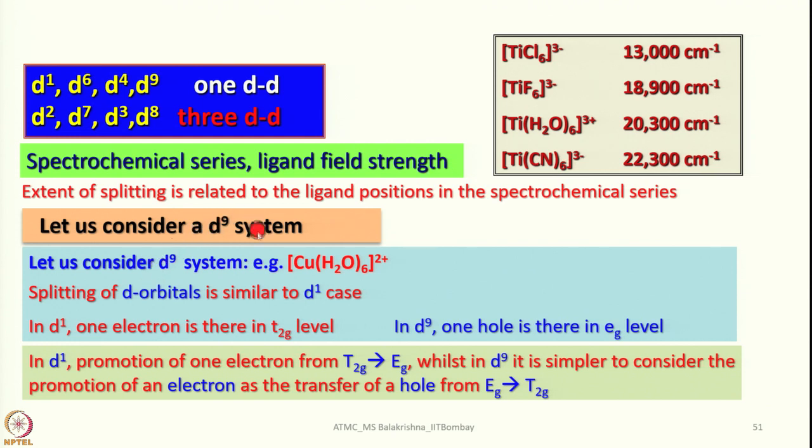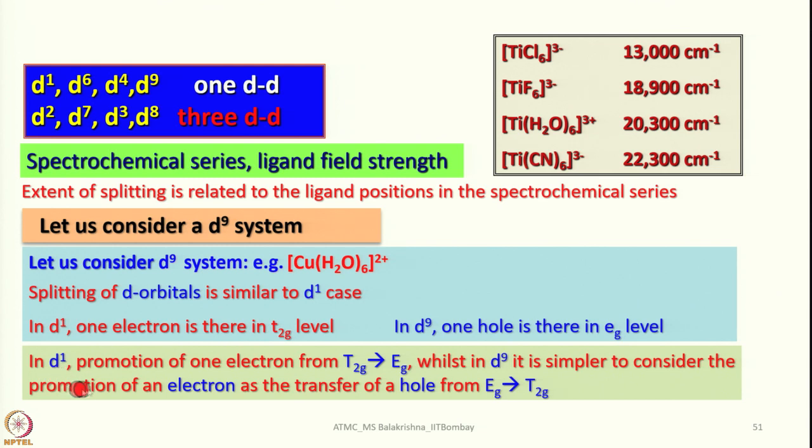Now let us consider a d9 system. For the d9 system, you cannot get a better example than hexaaquacopper(2+). Splitting of the d orbitals is smaller compared to the d1 case here. In d1, one electron is there in the T2g level; in d9, one hole is there in the Eg level. That means we are bringing that whole formula here.